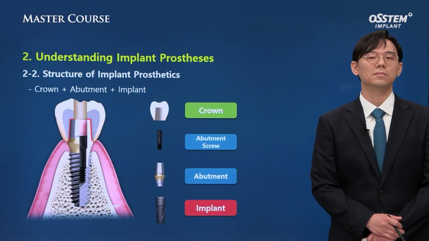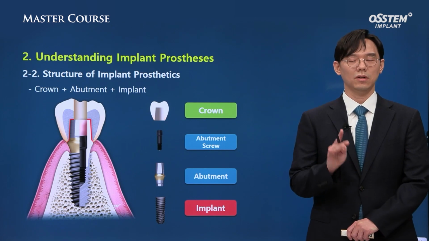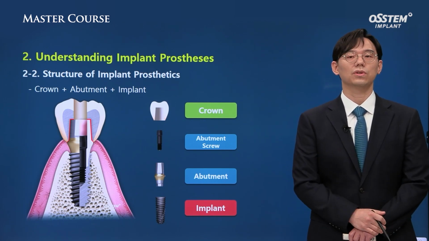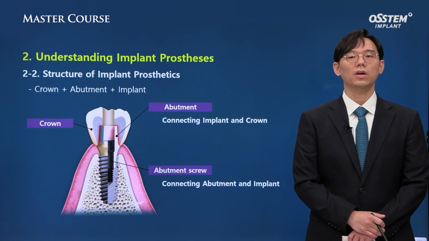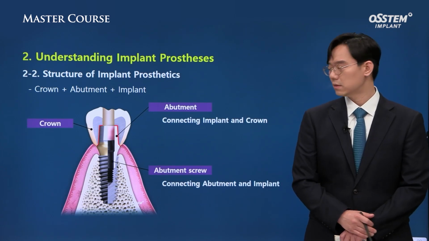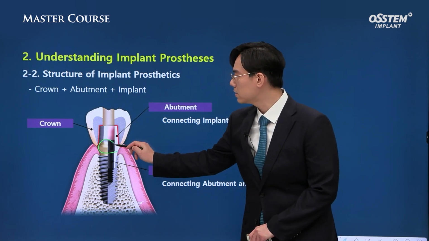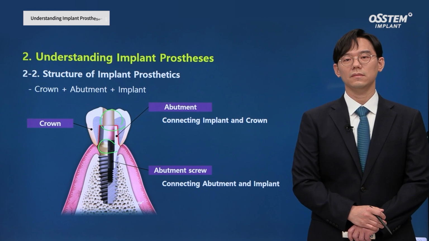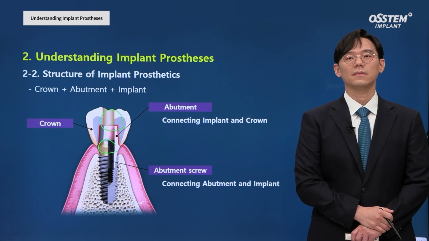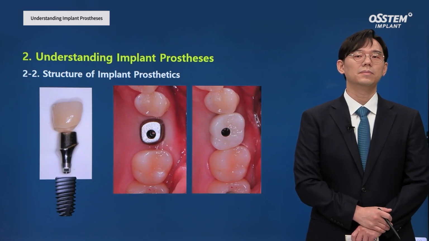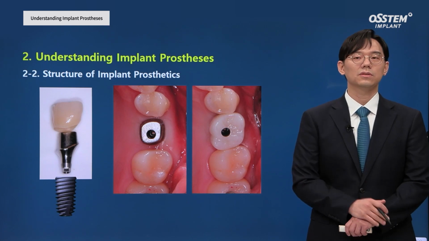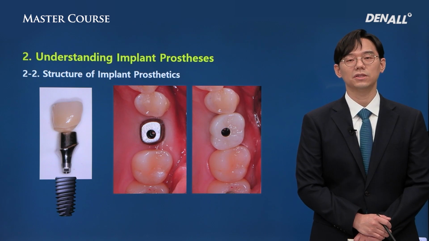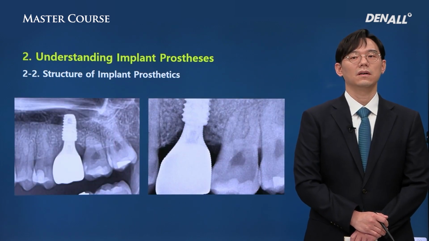In general, implant prosthesis can be divided into 4 components: implant, abutment, screw, and prosthesis. And the implant serves as the root of the tooth, and the abutment goes through the gingiva, and on top there is the final prosthesis. The implant is connected with abutment using screw, and abutment and crown is bonded using cement.